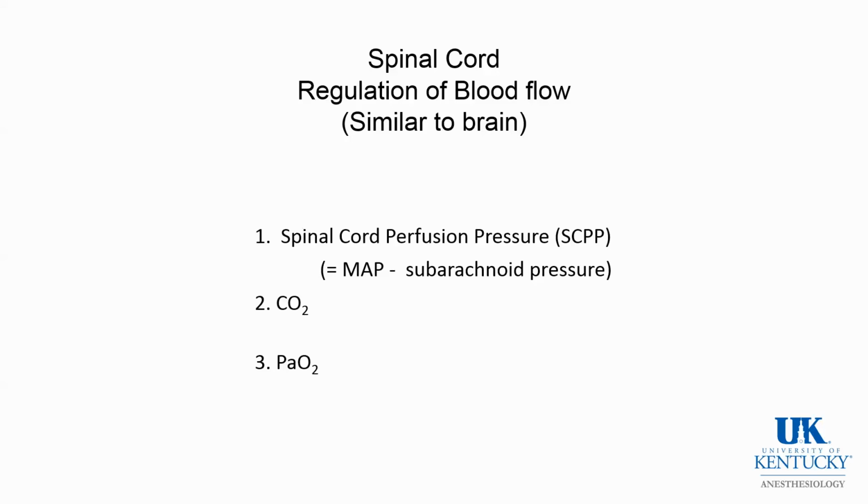The blood flow to the spinal cord is similar to that of the brain and is controlled by the perfusion pressure, the CO2, and the O2. For the spinal cord, however, the perfusion pressure is the mean arterial pressure entering the spinal cord at various levels minus the subarachnoid pressure. This is relevant, of course, during thoracic, aortic, and endovascular thoracic surgery.